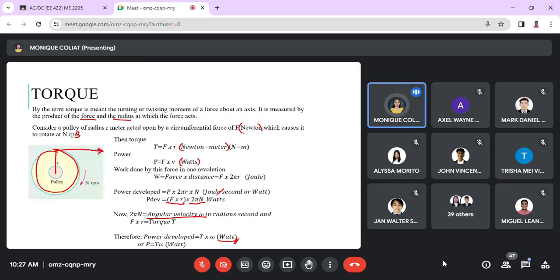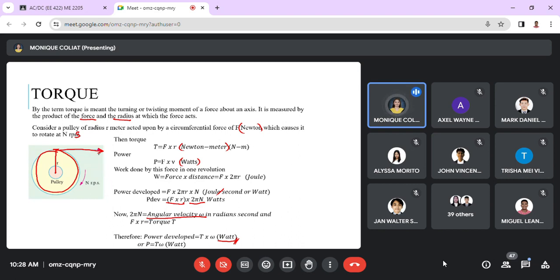Okay, next we have the torque. We need to get the torque, enabled for us. No. We need to get the force pala. Force first, to enable us to get the torque. That is why we have force formulas. By the term torque is meant the turning or twisting moment of a force about an axis. It is measured by the product of force and radius at which the force acts.